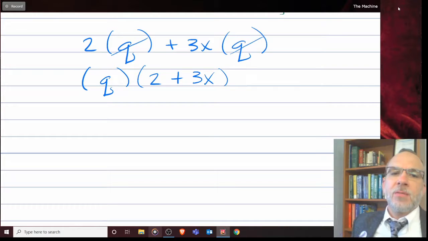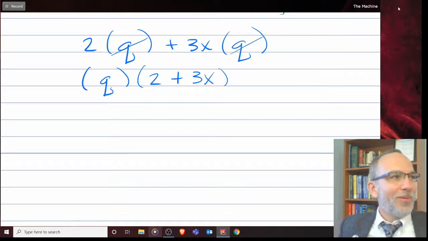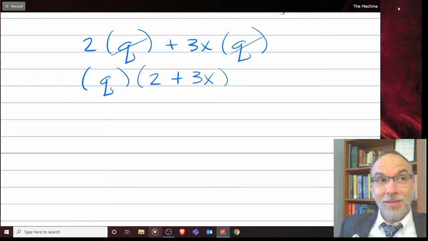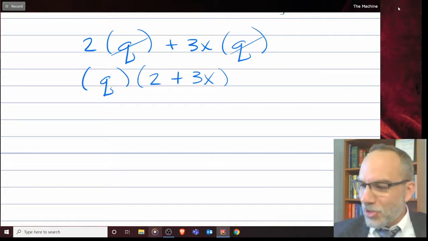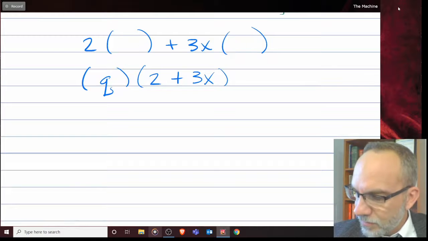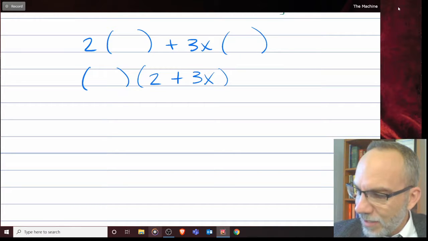You say, boy, that's kind of going backwards. That one's too simple. Well, not really, because I don't care about q. I do care about the rest, but I don't care about q. The q there was just a placeholder. What if I had something that looked like this?